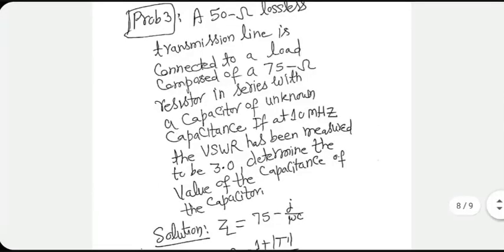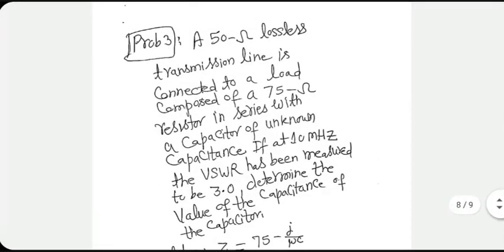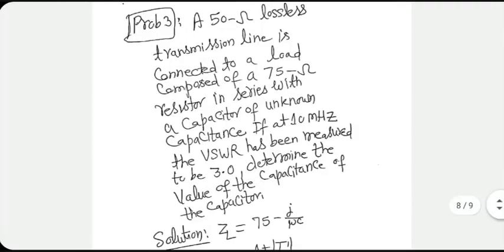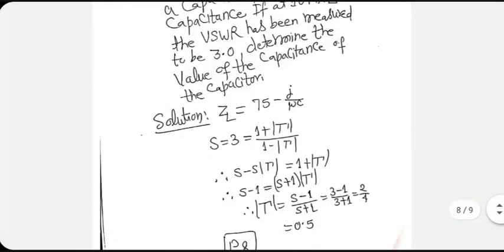ZL is 75 minus j upon omega C, and it's a lossless transmission line. Z0 is 50 ohm. So first thing you do is ZL equal to 75 minus j upon omega C. I'll put the value of omega later. Right now I'm going ahead with omega symbol here.